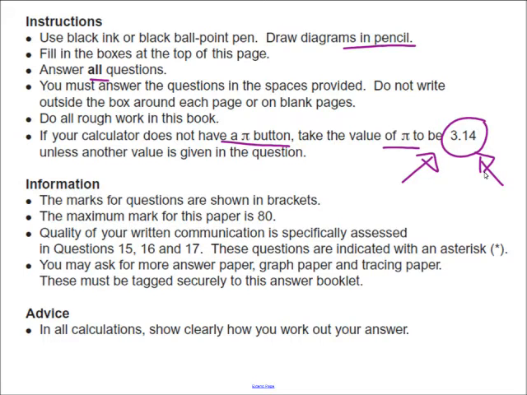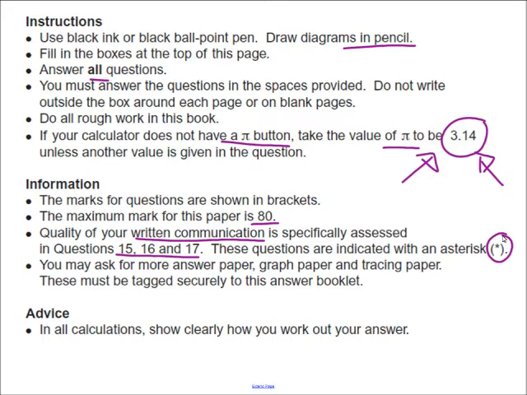The paper has 80 marks, so please be aware of how many marks are being given for each question. And some questions require you to write written communications. This means not just showing your working out, but writing down words and sentences to explain your answer. And in questions 15, 16 and 17 within this particular paper, that is required. And those questions will have an asterisk around them so you know which ones they're on about.